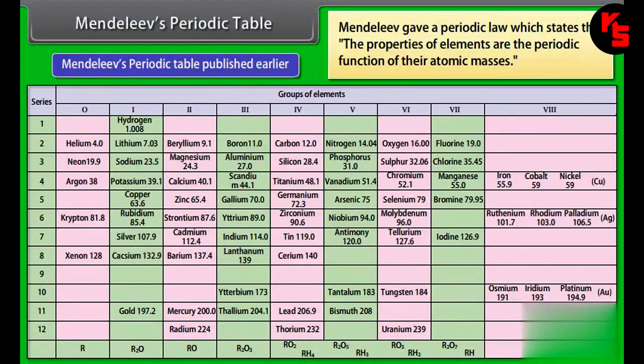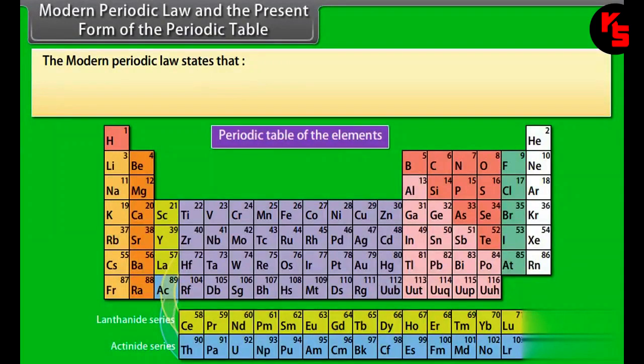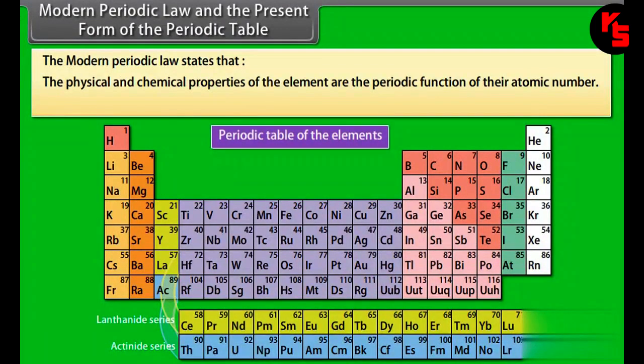For example, both gallium and germanium were not discovered at the time when Mendeleev proposed his periodic table. Mendeleev named these elements as eka-aluminium and eka-silicon respectively. Number 3. With the help of this table, doubtful atomic masses of certain elements were corrected. Modern periodic law and the present form of the periodic table. The modern periodic law states that the physical and chemical properties of the elements are the periodic function of their atomic number. The present form of the periodic table is the long form.